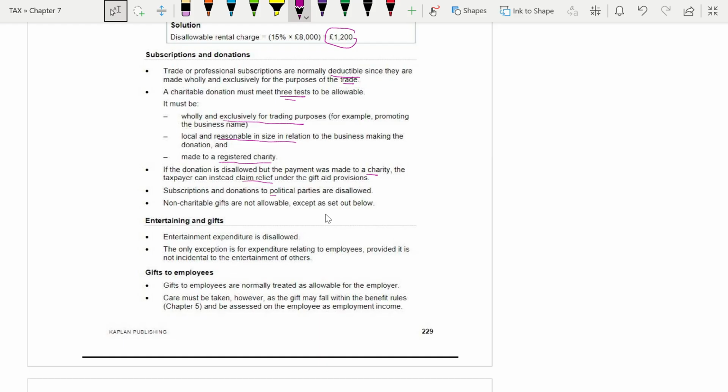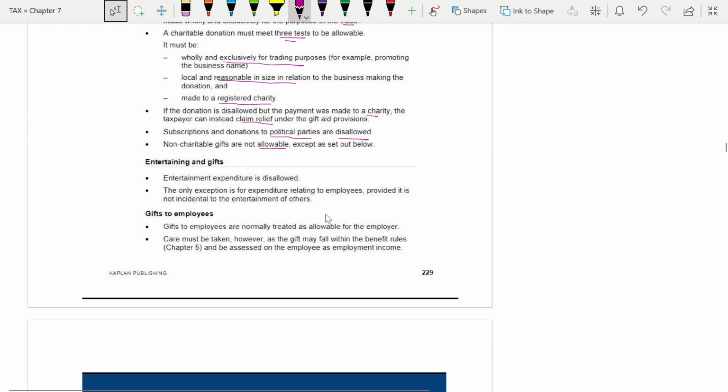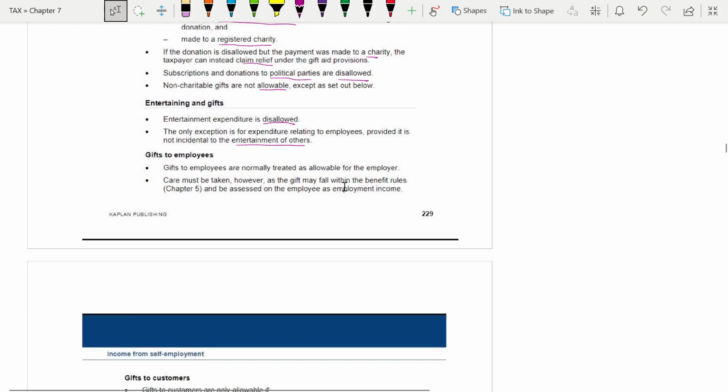Subscriptions and donations to political parties are disallowed. Non-charitable gifts are not allowed except as described below. Entertainment gifts are disallowed. The only exception is expenditure related to employees, provided it is not incidental to the entertainment of others. Entertainment expenses are not allowed. Gifts to employees are normally treated as allowable. Care must be taken as the gift may fall within the benefit rules.